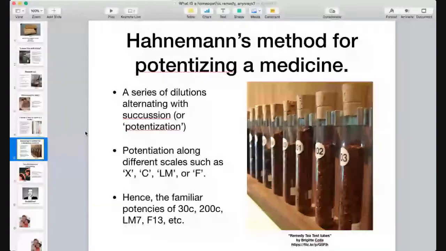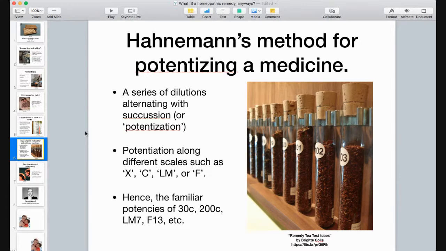But essentially, the way Hahnemann came to potentize a medicine, giving it as a homeopathic remedy, I'm doing air quotes as I say that, it's a series of dilutions alternating with succussion. So succussion just means to shake vigorously, or to hit a test tube vigorously against the palm of your hand, to kind of create a vortex within that test tube, create kind of an energizing process. And so, as I say, that's done as a series.